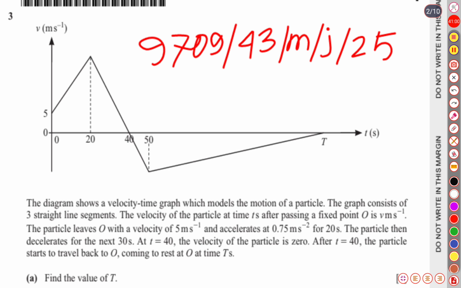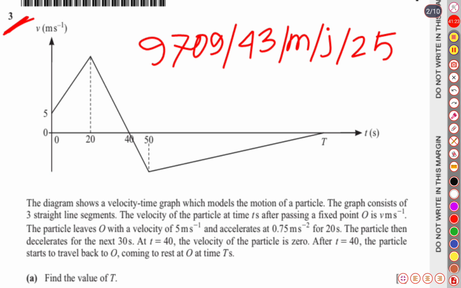The next question has been selected from paper 9709/43 for the session May/June 25, and we are solving question number 3, which belongs to our topic of velocity-time graph. So let's see what it says. It says the diagram shows a velocity-time graph which models the motion of a particle. The graph consists of 3 straight line segments.